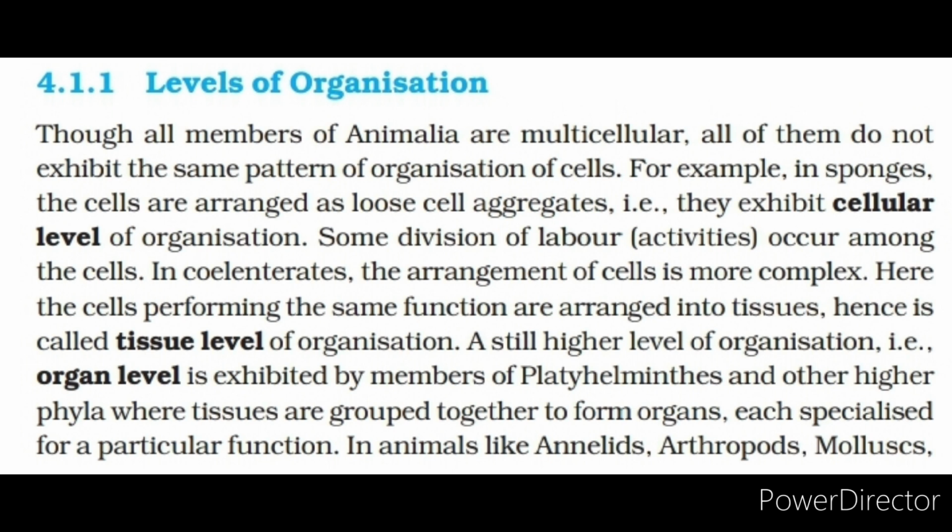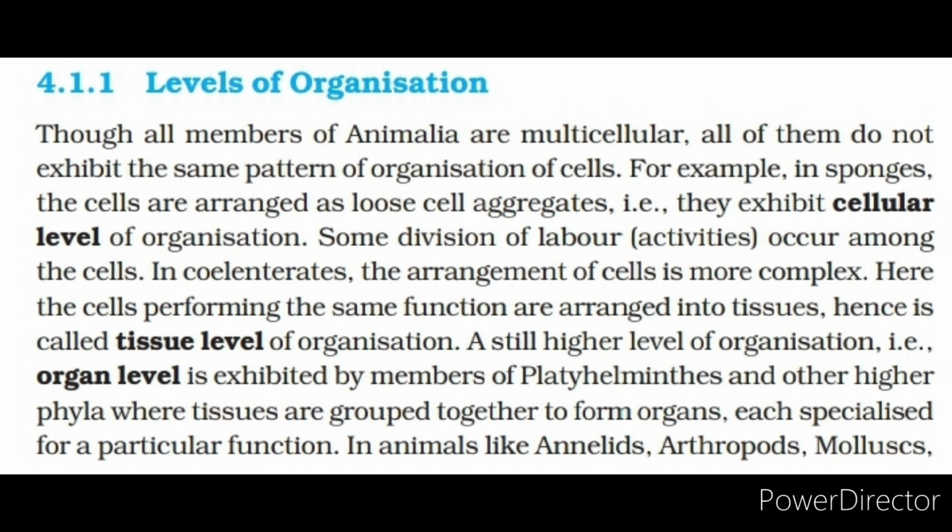In coelenterates, the arrangement of cells is more complex. Here the cells performing the same function are arranged into tissues, hence it is called tissue level of organization. A still higher level of organization, i.e., organ level, is exhibited by members of platyhelminths and other higher phyla, where tissues are grouped together to form organs, each specialized for a particular function.